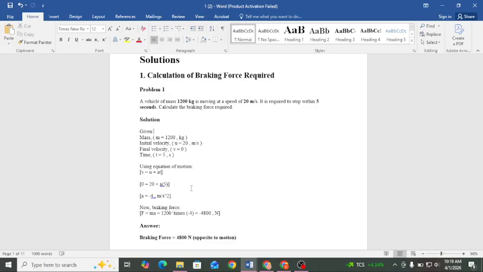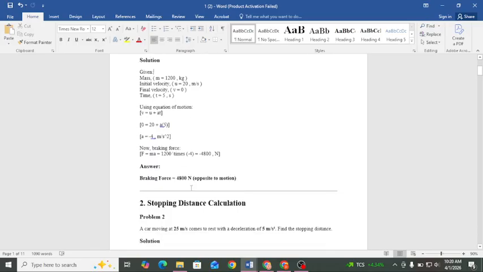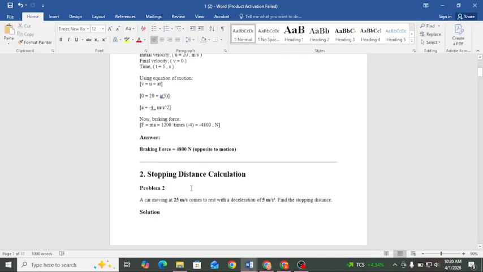Now the braking force is the mass times the acceleration. The mass is given as 1200, multiplied by the acceleration, so the required force is 4800 newton to stop the vehicle. So the total force is 4800 newton, opposite to the motion.